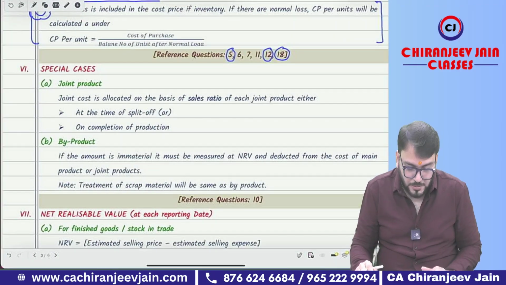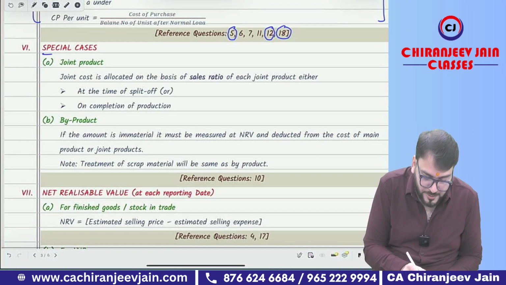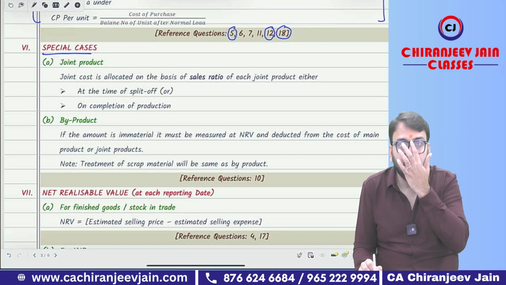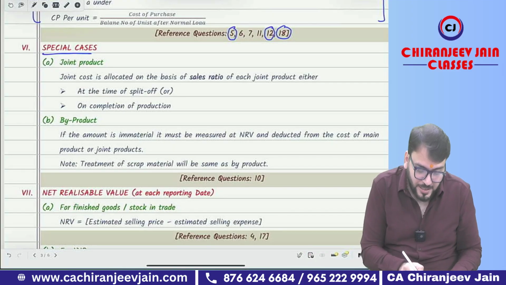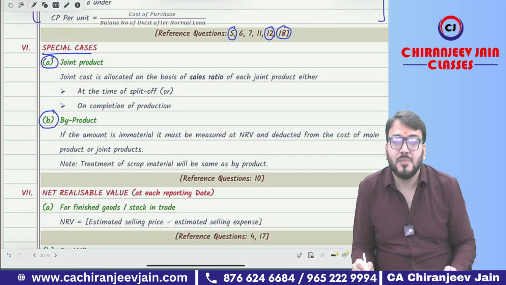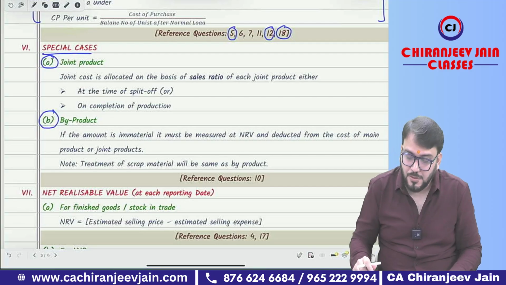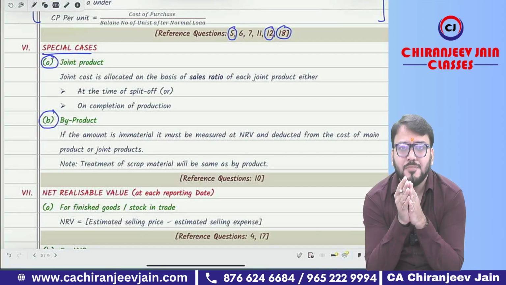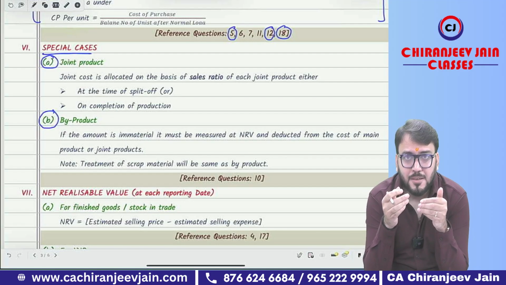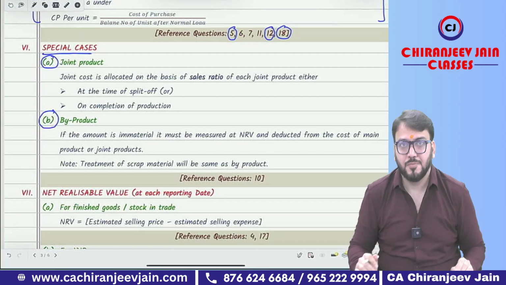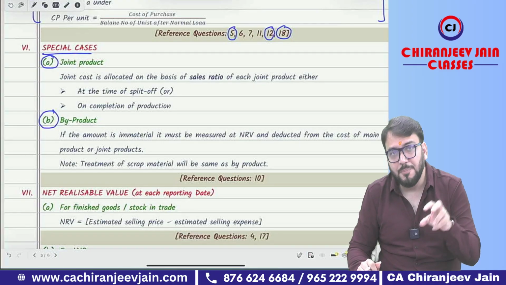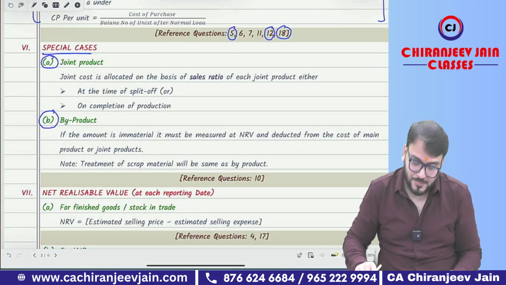Okay. Now come to the two special points, special cases. One is related to joint product. One is related to byproduct. Now, what is joint product? What is byproduct? That we need to understand. Just try to understand. Whenever we start any production process, normally we have some input. Input means what? Raw material.